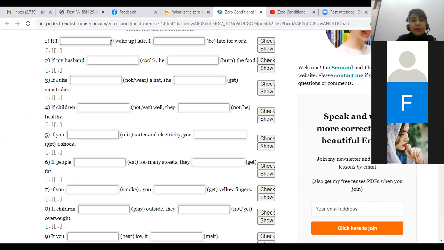All right. So if I wake up, the verb is already given in the bracket. So what should I write here? If I wake up late, this is zero conditional. Remember, I am. Okay. Thank you so much for bringing this up.